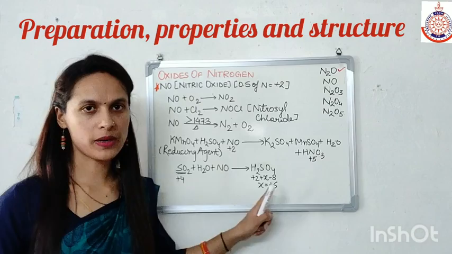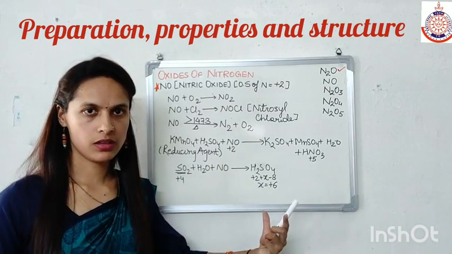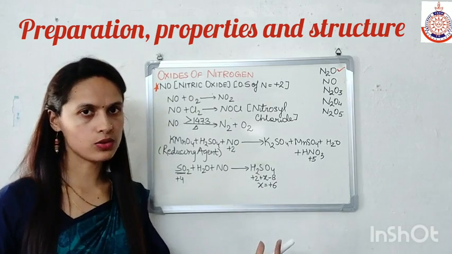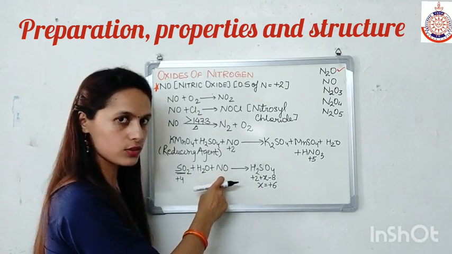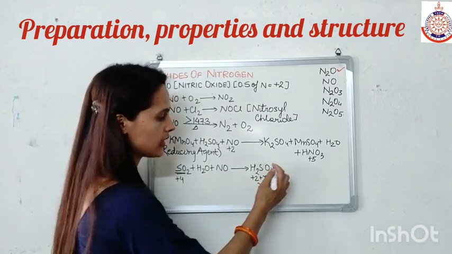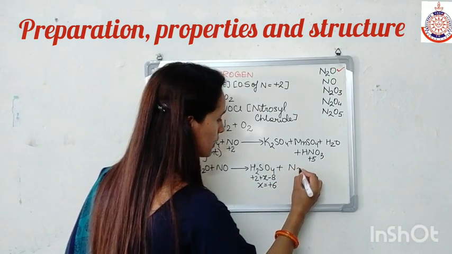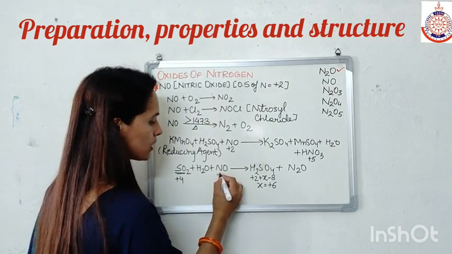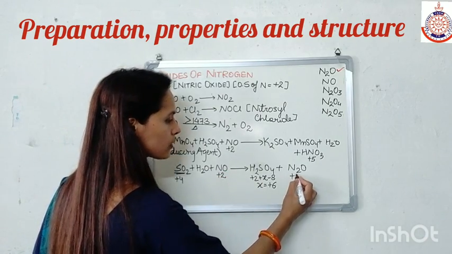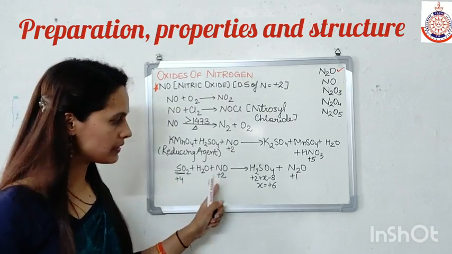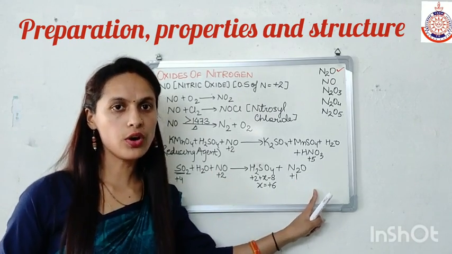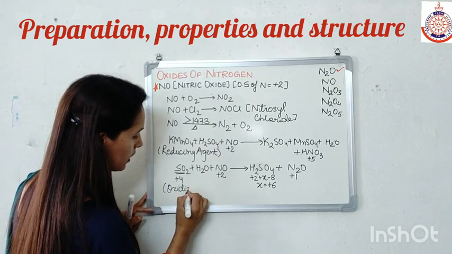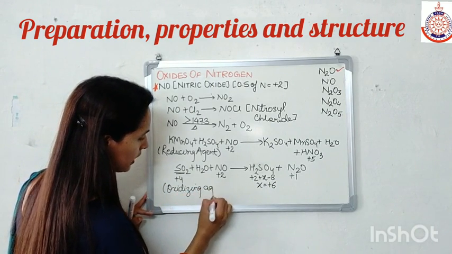+4 to +6 means it undergoes oxidation. It undergoes oxidation means itself it gets reduced. So here it acts as an oxidizing agent and itself gets converted into N2O. Here the oxidation state is +2, here the oxidation state is +1. So itself it gets reduced into N2O and acts as an oxidizing agent.